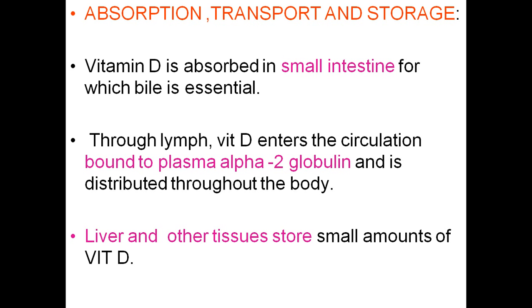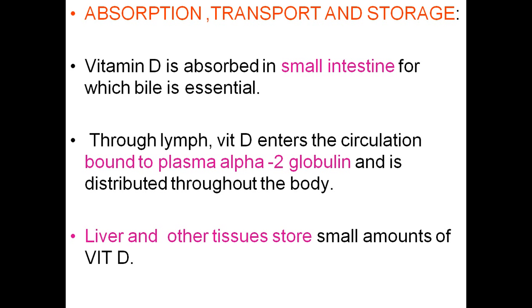Coming to the absorption, transport and storage of vitamin D. This vitamin D is absorbed in the small intestine, for which bile is essential, because I told you these are all fat soluble vitamins. Fat soluble vitamins are absorbed with the help of bile salts and bile acids during the process of digestion.